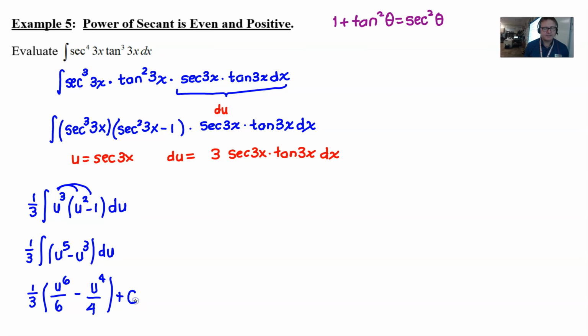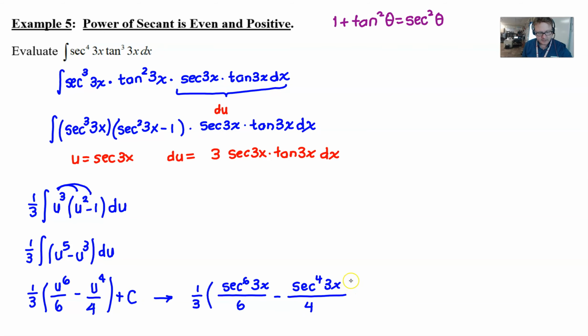I know we're still going to have to back substitute, but starting to think about that plus c now is going to be a good idea. And at this point, all you do is replace your u with secant 3x. And I'm not even going to worry about doing any more simplification for this because it's overrated. It's not really necessary. Getting a common denominator doesn't really make this look all that much better. So you can see how I nestled the 6th power and the 4th power alongside that secant word, and I will have an equivalent answer here.